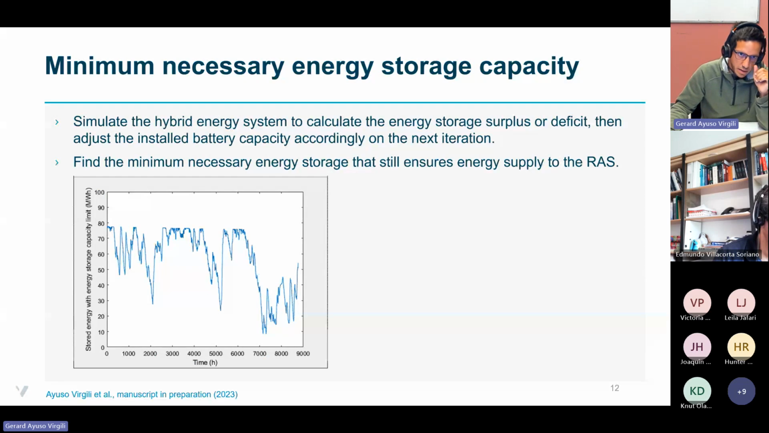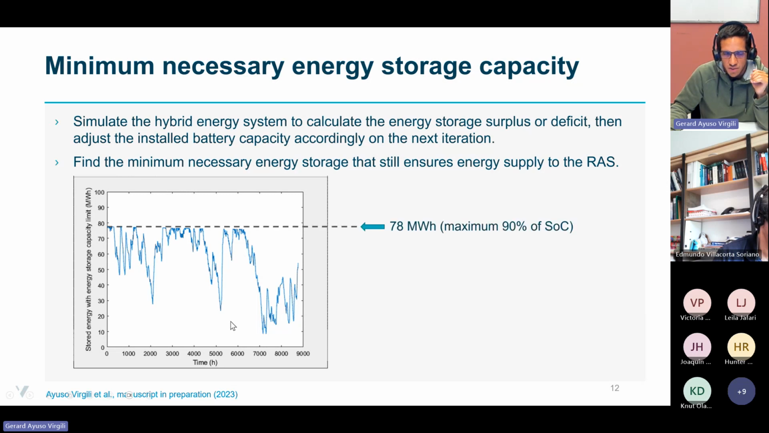What we find out is, here we have the curve of the level of energy stored during this year. We see it has an upper cap, which corresponds to 78 megawatt hours. That's a lot. But in this example, this is 90% of the state of charge of a battery. And why is it 90%? Because this is also another constraint of the problem. Since we want batteries to have a prolonged lifetime, we can only allow them to operate within 10 to 90% state of charge.